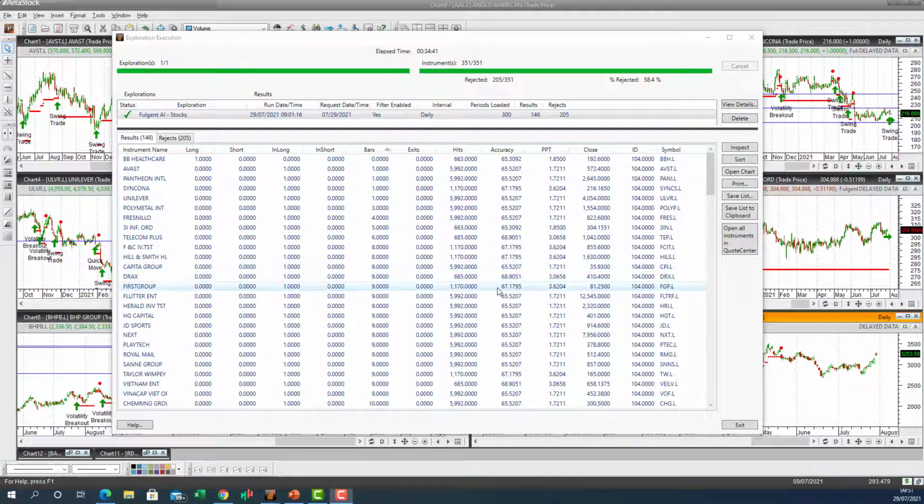And that's a wrap for our regular viewers. These are the most recent AI generated trades on the FTSE 350.